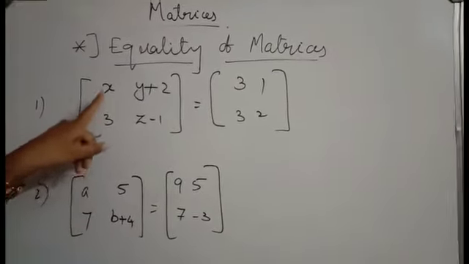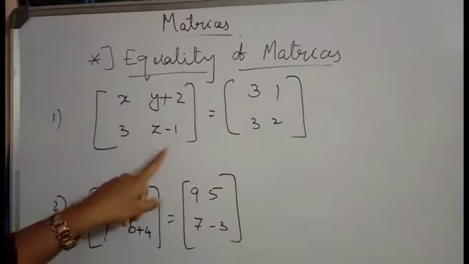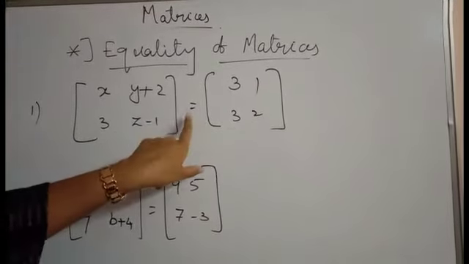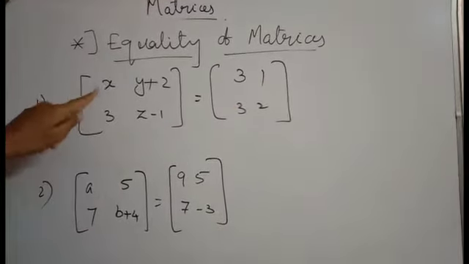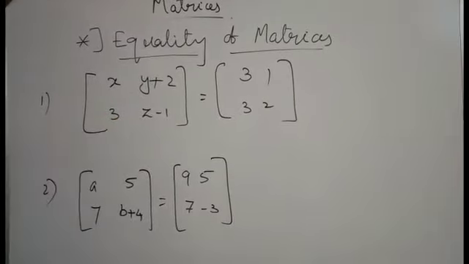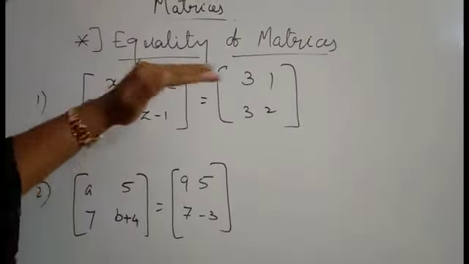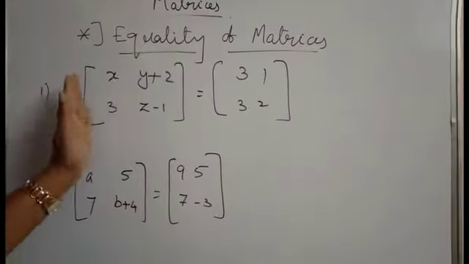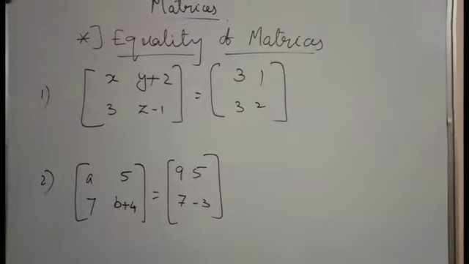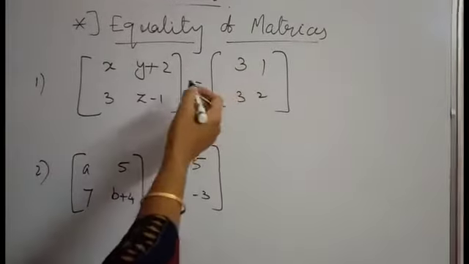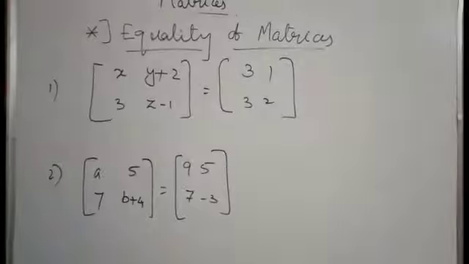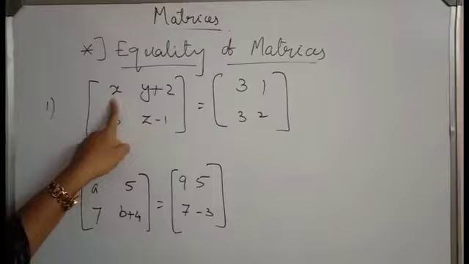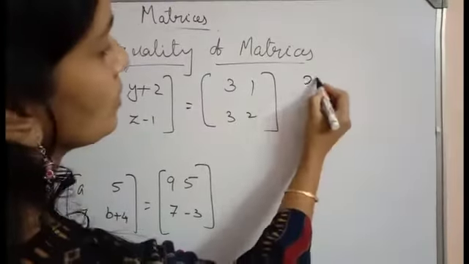Consider the matrix x, y plus 2, 3, z minus 1 is equal to 3, 1, 3, 2. We can see that these two matrices are equal, and here the values of x, y and z are missing. Let's find the values of these missing terms. As per the condition of equality of matrices, the corresponding elements are equal. Therefore, what is the value of x corresponding to the other matrix? The value corresponding to x is 3 here. So we got x is equal to 3.